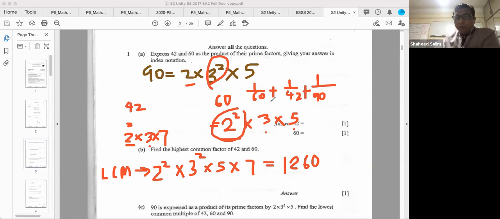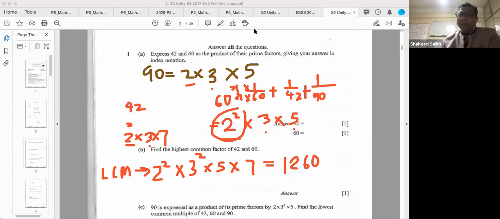We can use the denominator to be 1260. How? 60 times what equals 1260? We divide now. 1260 divided by 60. So you times by 21. This one, you times 21 times 21. It becomes 1260. 42, same thing. You take 1260 divided by 42. You times by 30. And then 1260 divided by 90. This one you times by 14. So can you see we don't get so big a number. You understand what LCM is? So the difference for LCM and HCF is what?